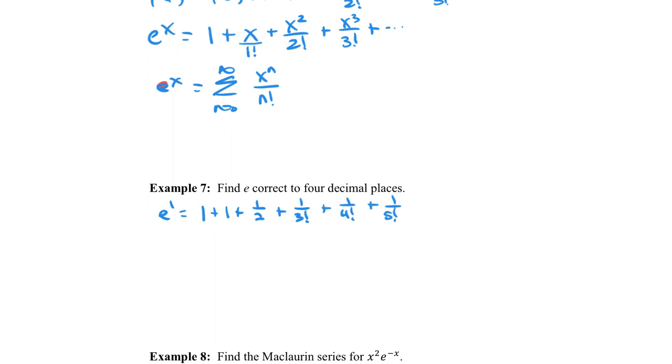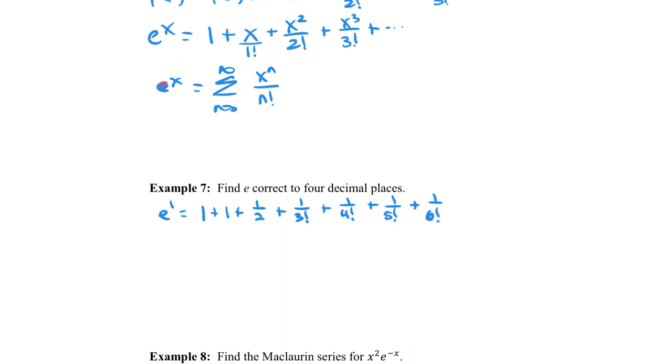So basically what we want to do is start plugging these in, and when the calculator stops changing at the 4th decimal place, we'll call it good, right? So let's see, 5 factorial is I think 120, so it's not going to be super small yet. Maybe I'll go one more. Okay, I'm going to go one more term. I'm going to go 1 over 6 factorial.